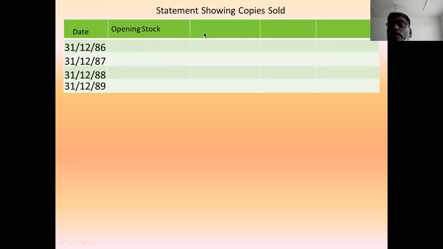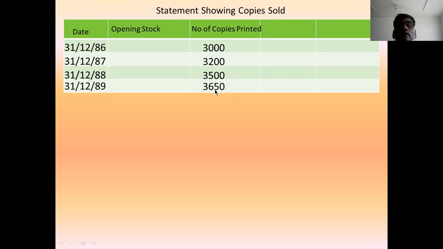Opening stock plus production minus closing stock is equal to sales. Okay. Opening stock, number of copies printed. Then number of copies printed for the year 86 is 3,000. I will take the number of copies. You see here, number of copies printed for 4 years is like this: 3,000, 3,200, 3,500, 3,650.